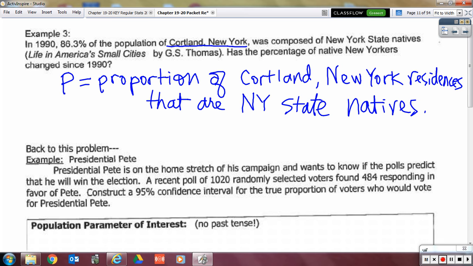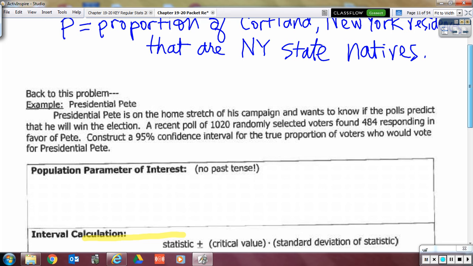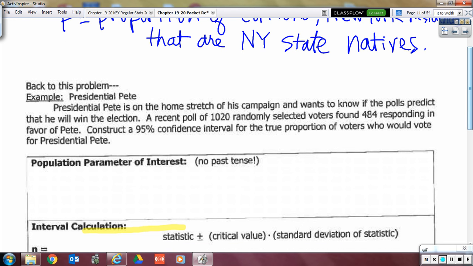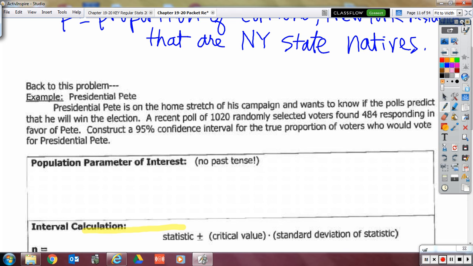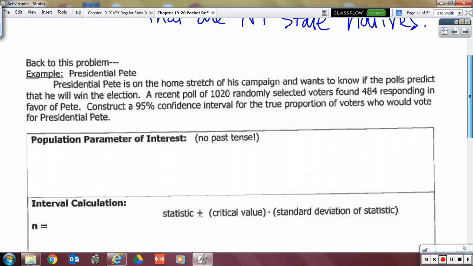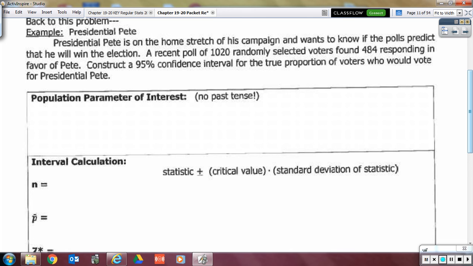All right, so let's go back to this problem here. This Presidential Pete one. Here it was again. Let's remember, Presidential Pete is on the home stretch, and he wants to know if the polls predict that he will win the election, and then we have some information there. So what is this, a proportion problem or a mean problem? Okay, hint, this whole unit that we're doing for a while is proportions. We're going to go through all proportions first, and then later we'll do some means. Okay, so we're going to be doing proportions for a while.